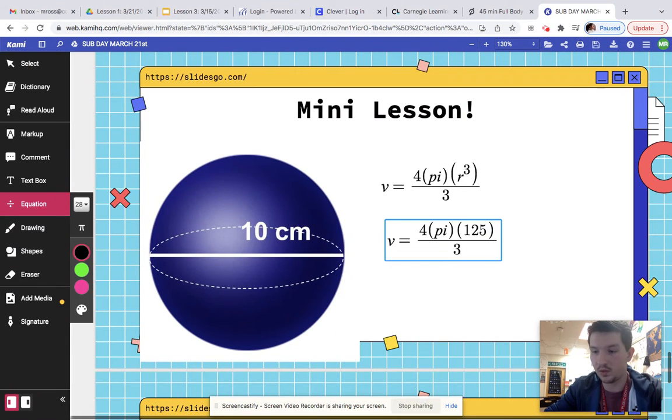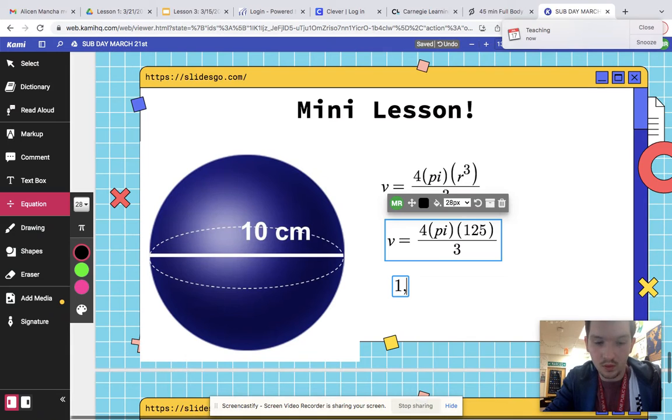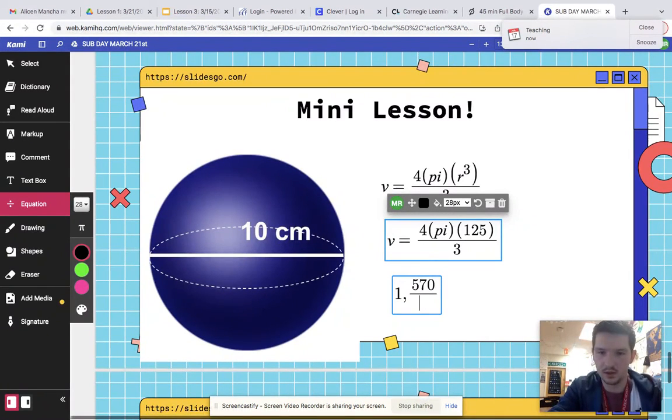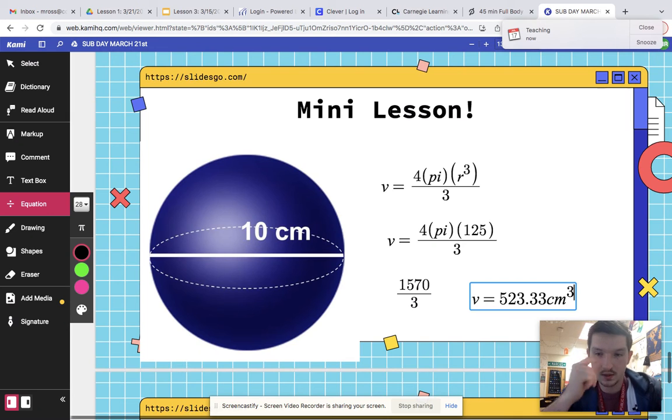So 4 times 3.14 times 125, you will get a pretty big number, 1,570. Divide that by 3. Oh, that's weird. I don't know why that happened. Hold on. 1,570, divide that by 3, and your answer ends up being, so the volume of this sphere ends up being 523.33 centimeters cubed. Don't forget your units. You're done. Okay. I'm hoping this helped.